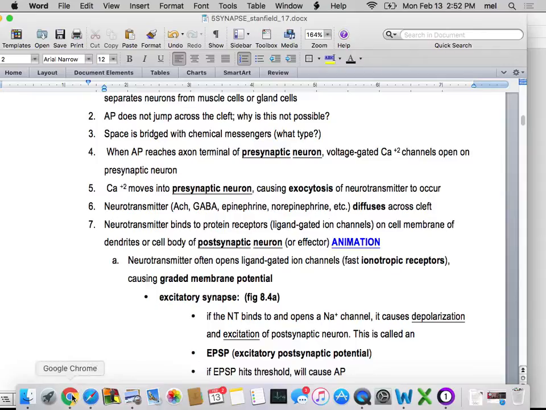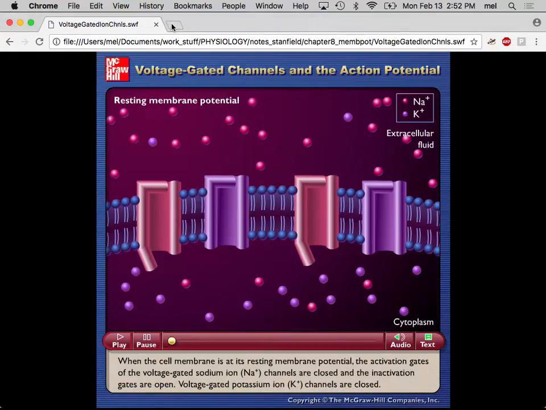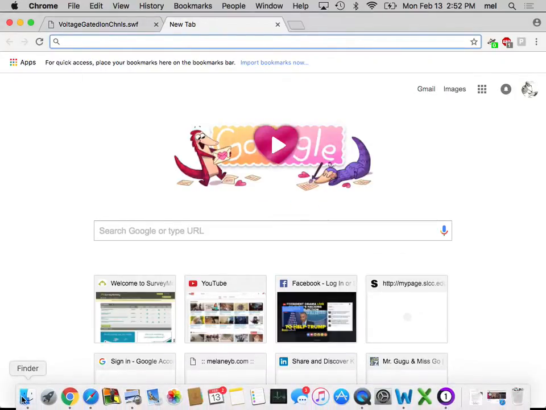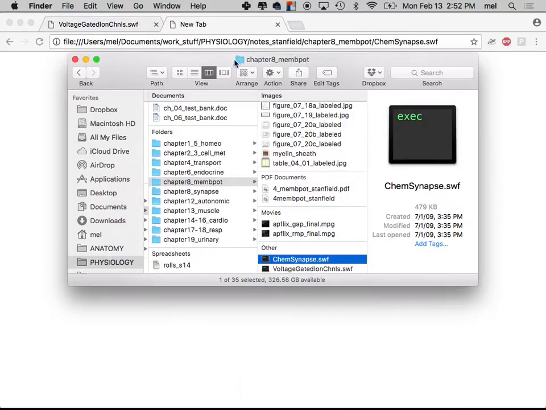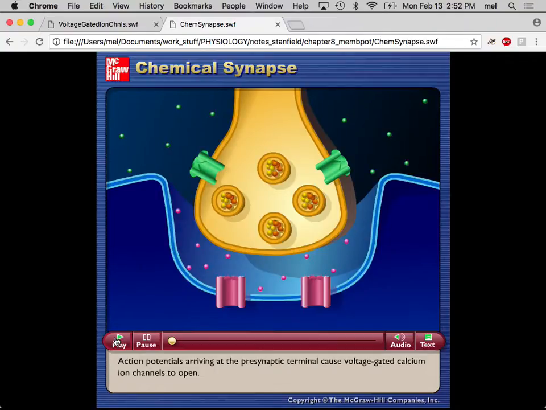Before we go any further, let me just give you a visual to show you sort of what this looks like, because I know some of you are people who benefit from animations. So this is a chemical synapse. Presynaptic, postsynaptic, axon terminal. What do you think those are? Those are voltage-gated calcium channels. And this is the postsynaptic cell membrane, and those are going to be the receptors.